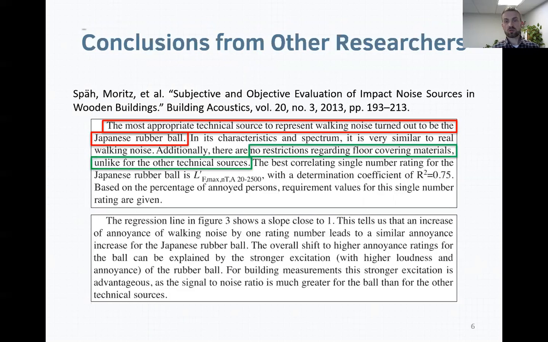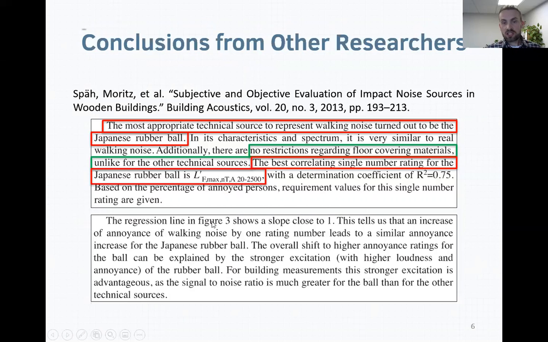Additionally, there are no restrictions regarding floor covering materials, like carpet, unlike the other technical sources, like the other tapping machine sources. The best correlating single number rating for the Japanese ball is this AST max review or impact noise from 20 to 2500 hertz, which is the rating that I brought up earlier. So that's what we're going to look at when we look at some of this lab data coming up here.